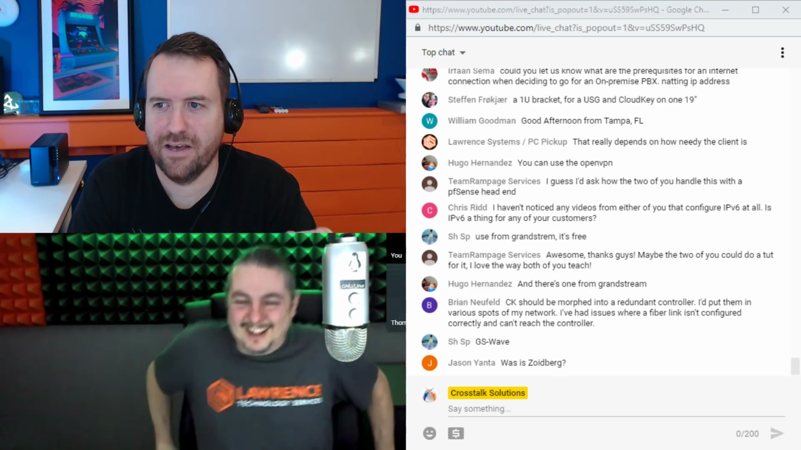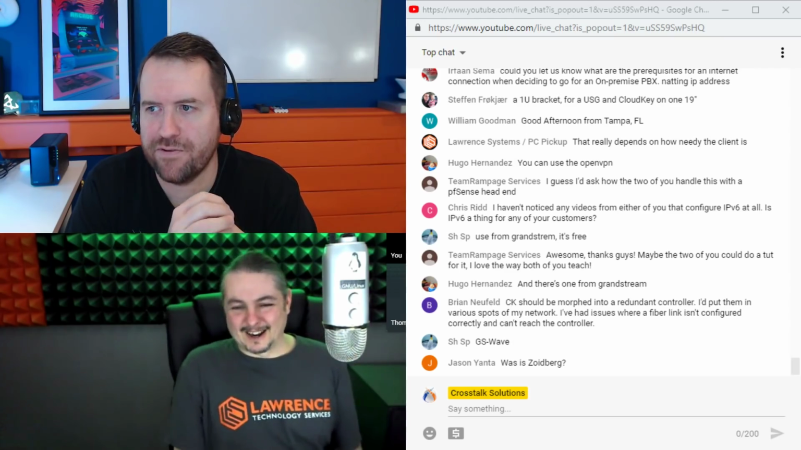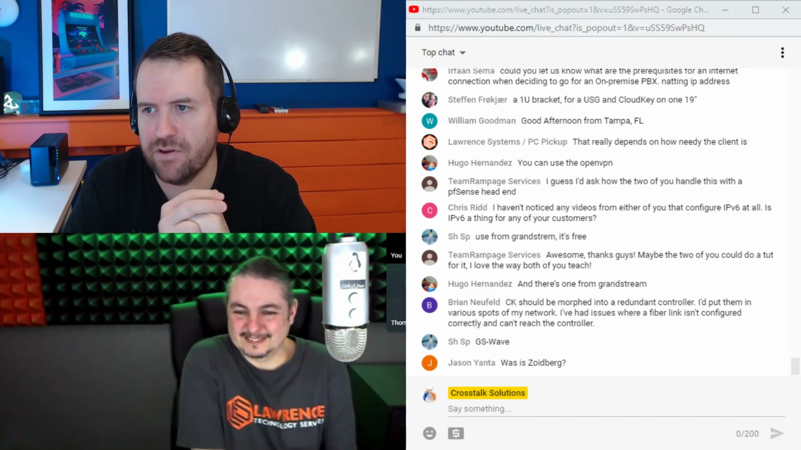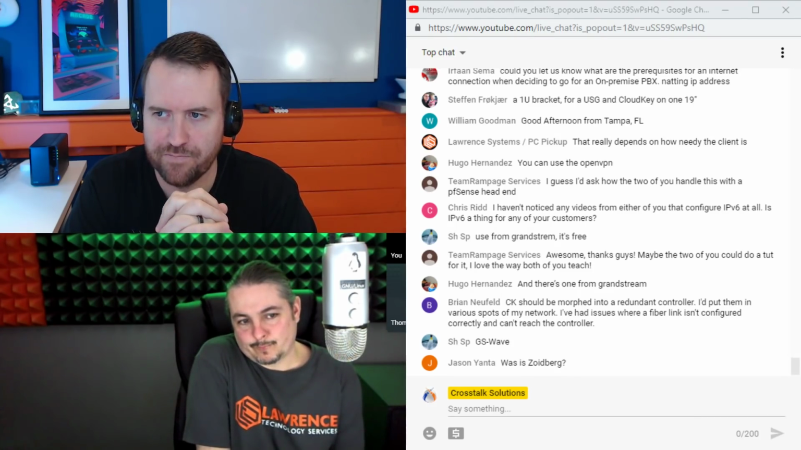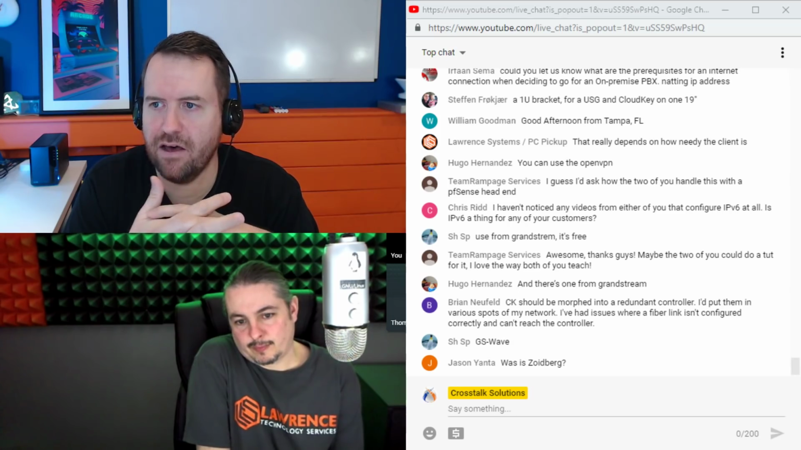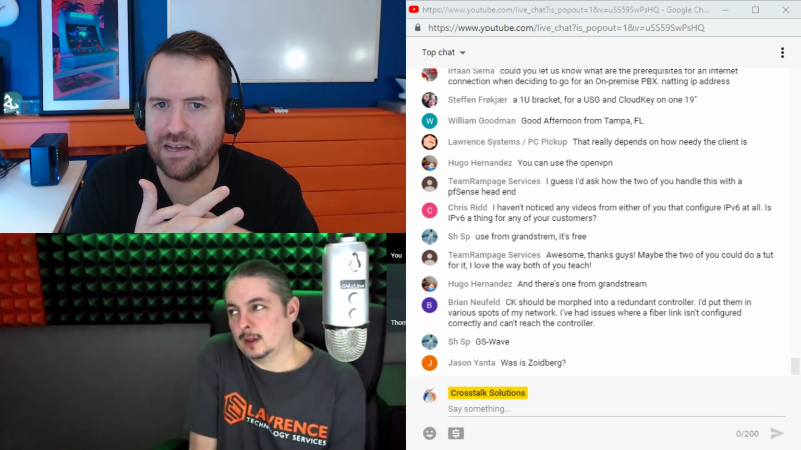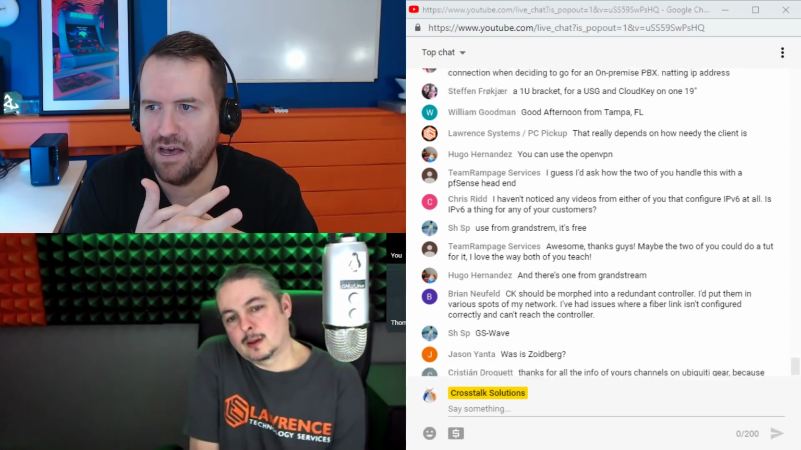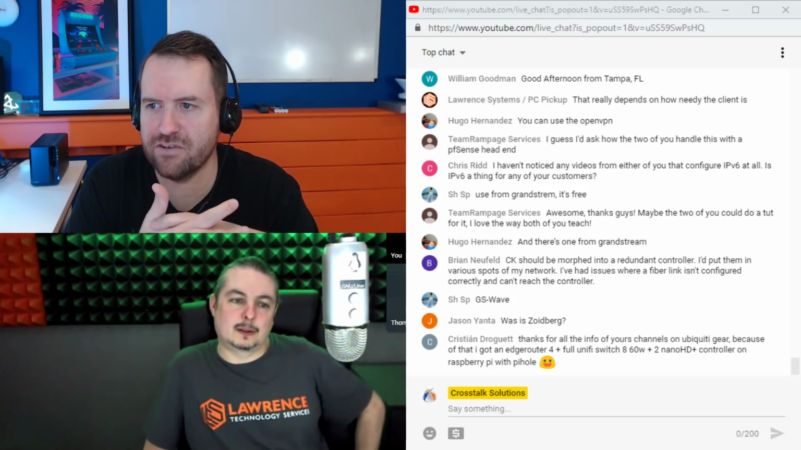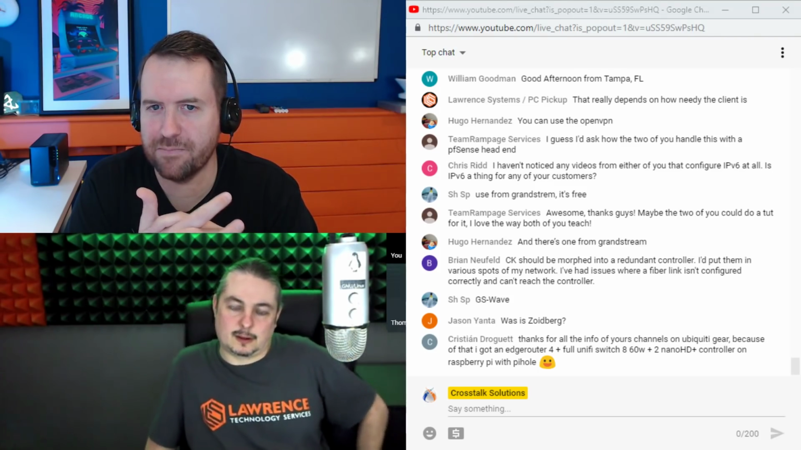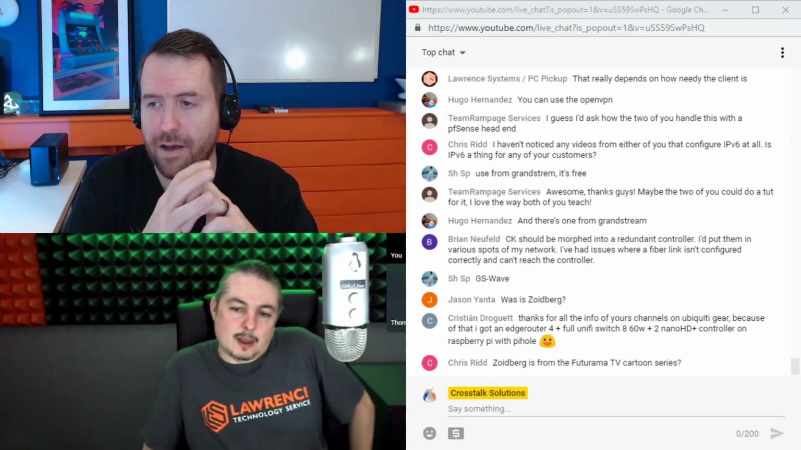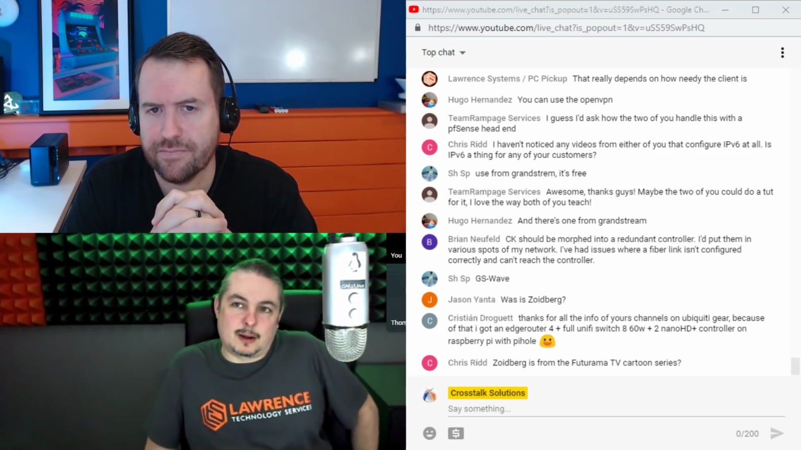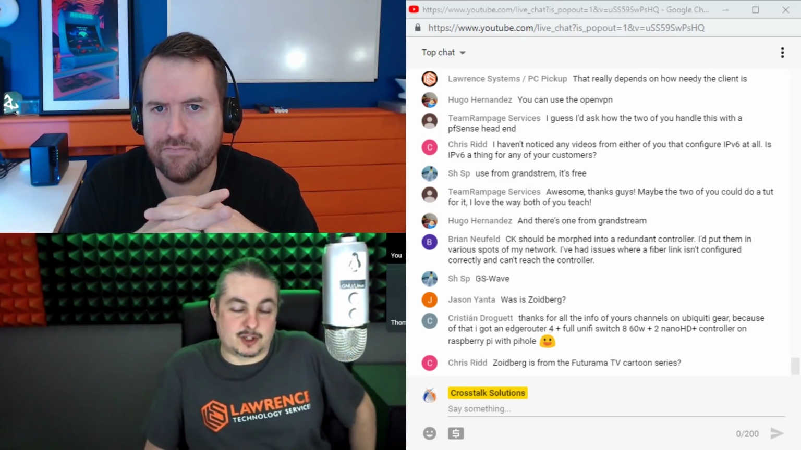Brian Neufeld says Cloud Key should be morphed into a redundant controller. I'd put them in various spots of my network. I've had issues where a fiber link isn't configured correctly and can't reach the controller. So I like the idea of having the ability to have, I don't even know if it's an HA, but like a cluster of UniFi controllers. The problem is that UniFi isn't really made for that level of enterprise market. It's more for the SMB and the SOHO market, at least in my opinion. Yeah, I think you're right, because none of that type of functionality is built into the controller itself.